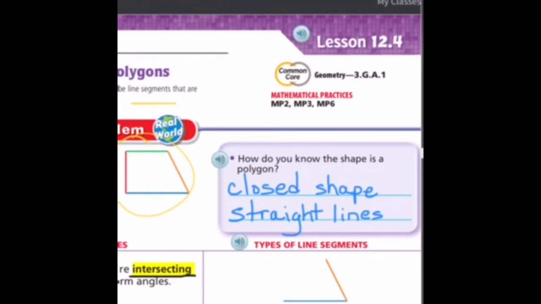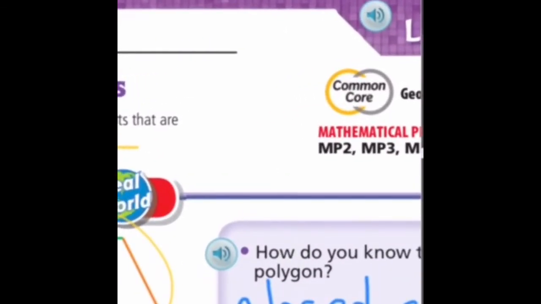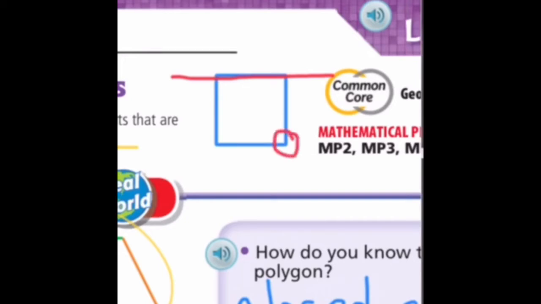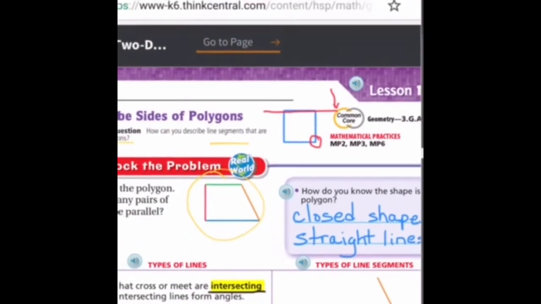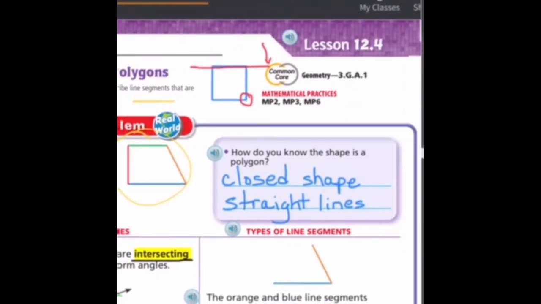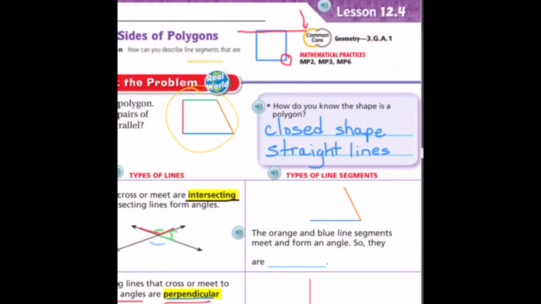The only exception to that would be if I drew a polygon like this, okay, and then there's my polygon, but if one of my lines was like this and extended out, that's no longer a polygon. Remember, our straight lines have to meet at endpoints. They can't continue out like this beyond. So that's the only difference. But we usually don't draw those anyway, so saying that it's a closed shape with straight lines tells us that's a polygon.